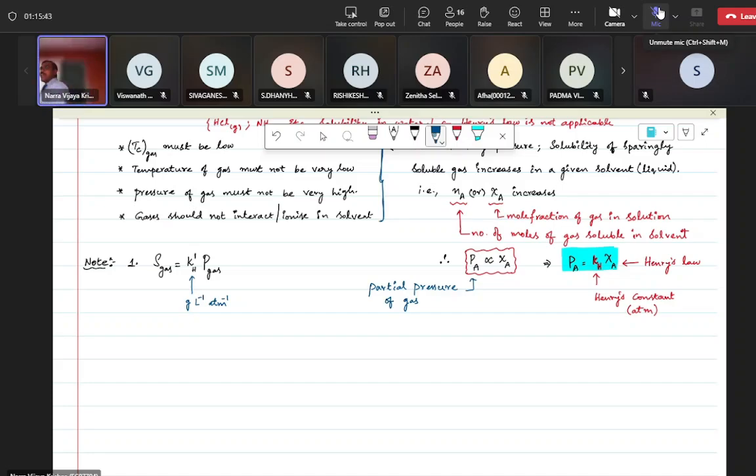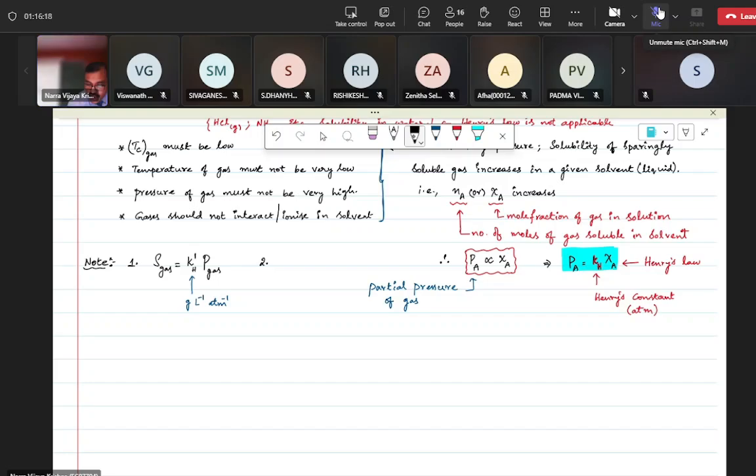So in any question, if they gave the Henry's constant KH value, without seeing the units of that KH, don't blindly solve the problem. Reason? Based upon the units, you need to select the formula. You need to design the formula. See the units, design the formula, solve the problem. Clear? Any questions?